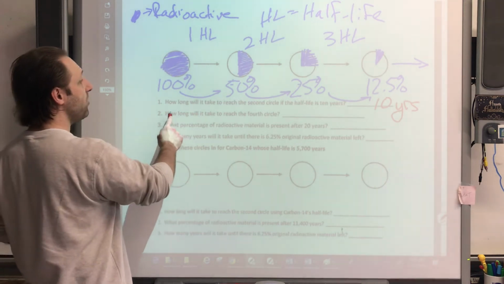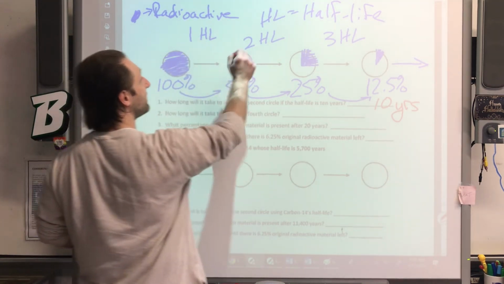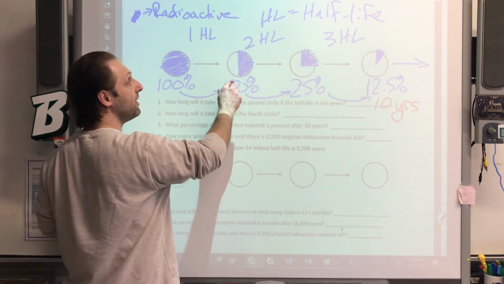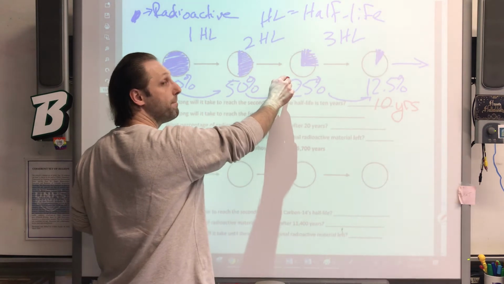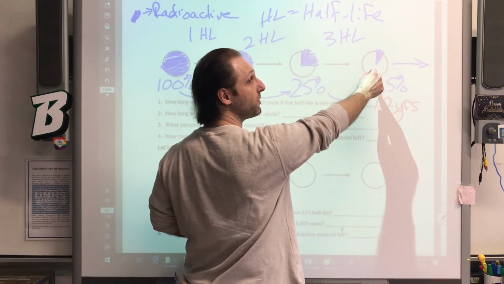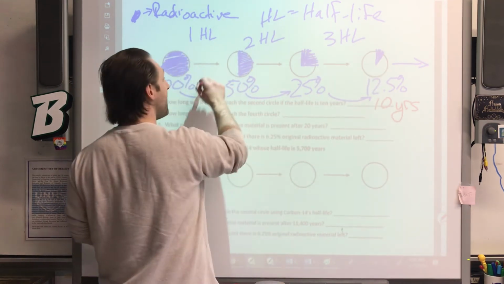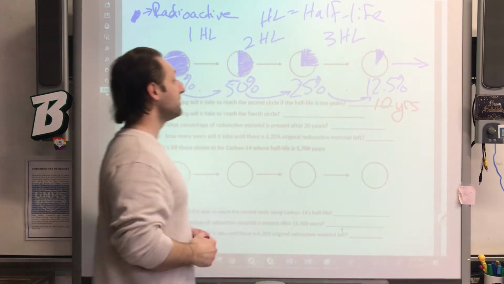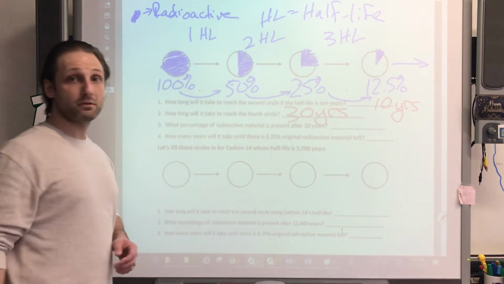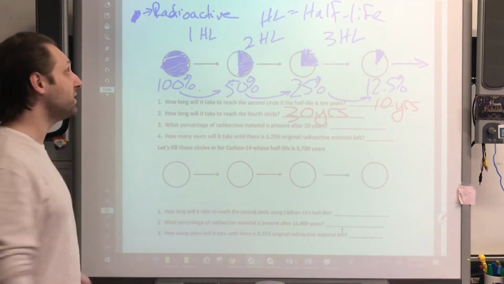So then it says, how long will it take to reach the fourth circle? So this is the first, the second, the third, the fourth. We've got one half-life, 10 years. Two half-lives, plus 10 years. Three half-lives to our fourth circle. That's plus another 10 years. So we've got 10 plus 10 plus 10. So we've got 30 years.